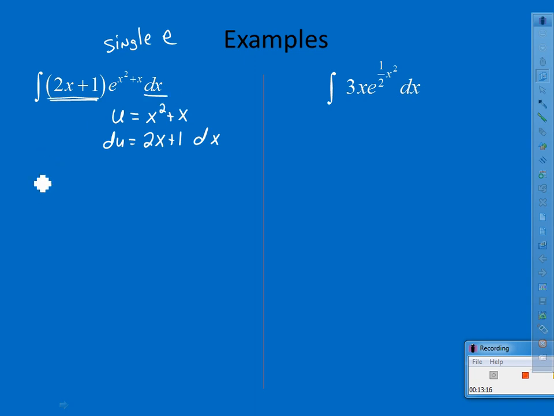So this becomes the antiderivative of the 2x plus 1 dx becomes du. E to the x squared plus x becomes e to the u. I didn't need to do any extra work this time. This answer becomes e to the u plus c. So my final answer, e to the x squared plus x plus c.